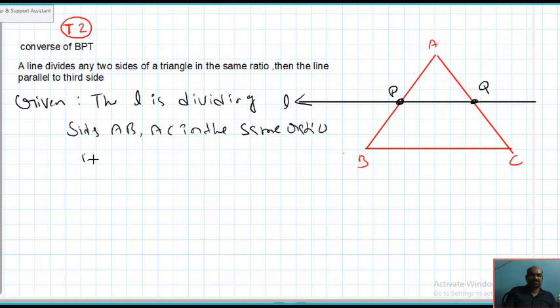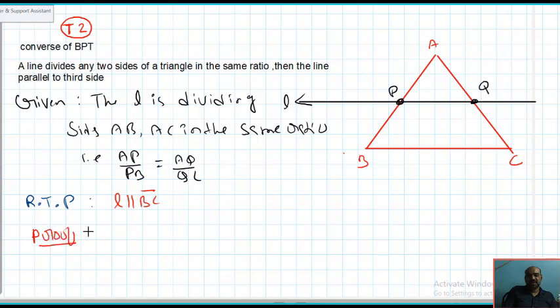That is AP by PB equal to AQ by QC, given data. What should we prove? We should write RTP: L is parallel to BC. This is what we should prove. Okay. Proof.